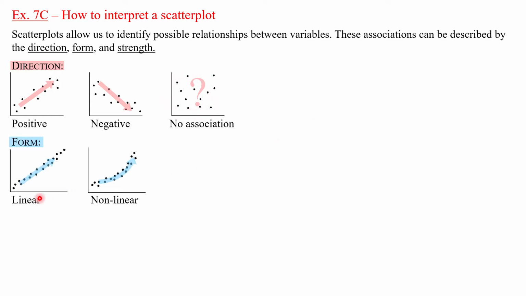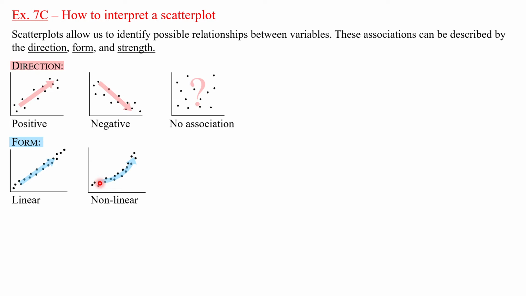Form is whether the data is linear, so increasing in a straightish line, or nonlinear, which is quite clearly here, in this case, curved. Okay, so nonlinear data could be in any direction. It might go this way, it might go as this is here, it might follow this kind of pattern, so kind of like an S shape. Either way, as long as it's not a straight line, it is non-linear.